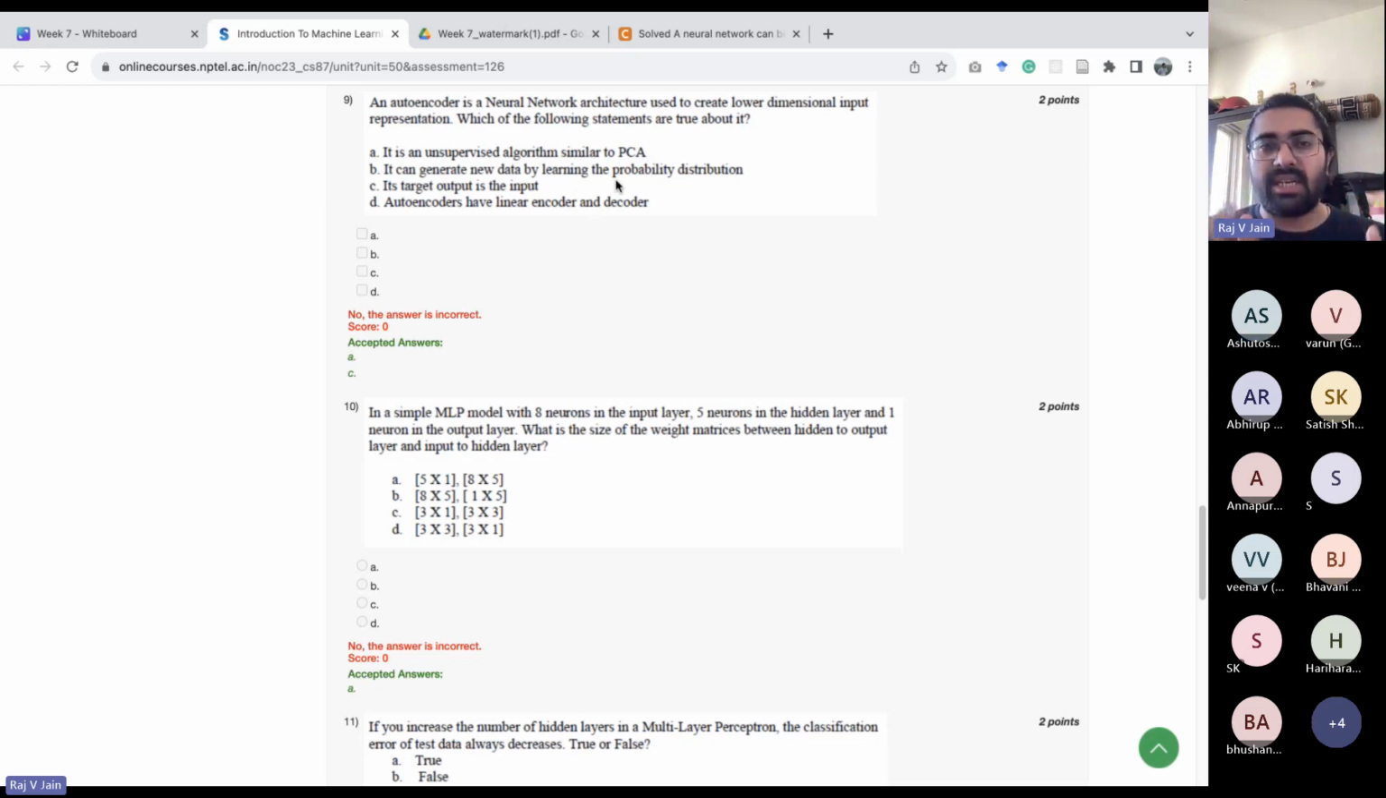In that sort of a setting, what is an autoencoder supposed to do? It cannot generate new data from the probability distribution. I agree with that much, but the statement itself is not false. So shouldn't I also get the equivalent marks for A and C?